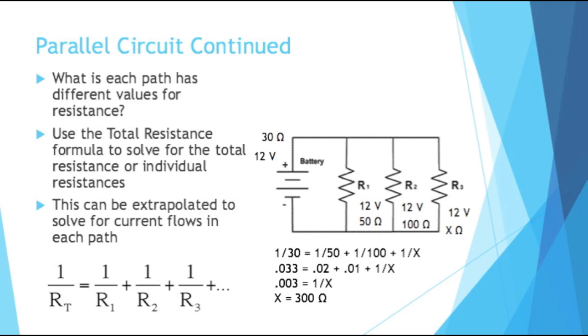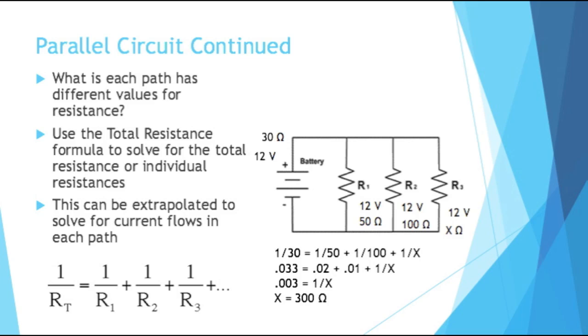But what if each path didn't have the same resistance? Well, that's when we have to use the total resistance formula to solve for the total resistance or individual resistances. This can then be extrapolated to each path to solve for the different current flows in each path. So the total resistance formula goes like this.